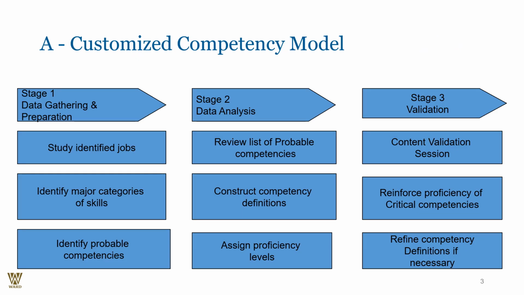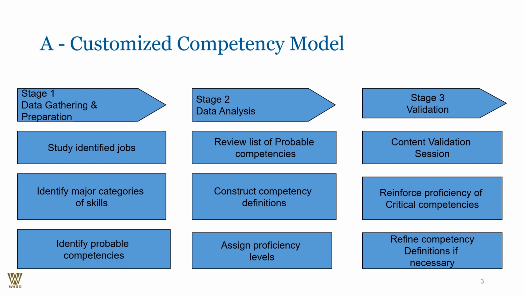That can be done in basically three steps. The customized model, step one, is all about data gathering and preparation. You need to identify the jobs, study the job in detail, and understand the tasks that have been assigned. Identify major categories of skills as and when required, and the probable competencies that are mandatory to build upon this. That needs to be understood in terms of data gathering. Once you have the data, you have to make sense of it, and that is what step number two is all about.